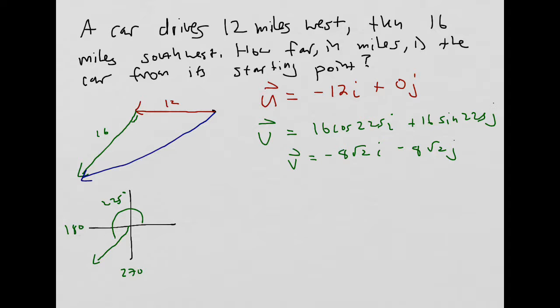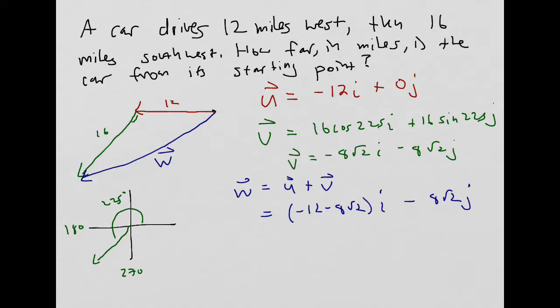So what does that make w? We'll call this guy w, which would be just u plus v. So indeed, we just add the corresponding components together. Negative 12 minus 8 radical 2, that would be the horizontal component, i. And then 0 plus this negative 8 radical 2, so that would be minus 8 radical 2 j. And this would be this vector w.